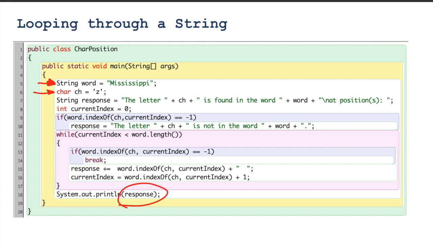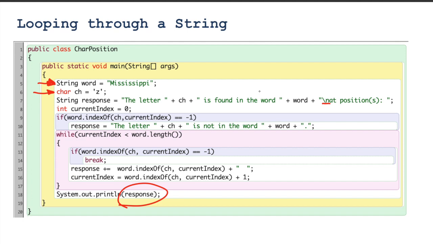And here it says the response is the letter, and then ch is equal to Z. So the letter Z is found in the word Mississippi. And then here is our new line, \n. And on the new line, it'll say at positions with a colon space. And it sets the current index to 0 for our search.